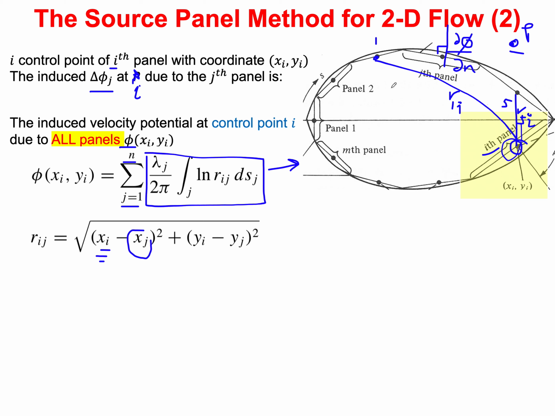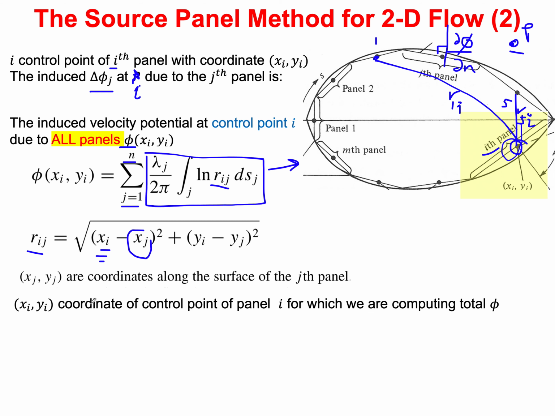But can you recognize a problem here when I is equal to j? When I is equal to j, the distance between the control point and the center of the panel itself is actually 0, so you're going to end up with log of 0. And if you go back to our source panel, you can actually get the limit to find that the effect of the panel on itself is just lambda over 2. So we'll come to that in a second.